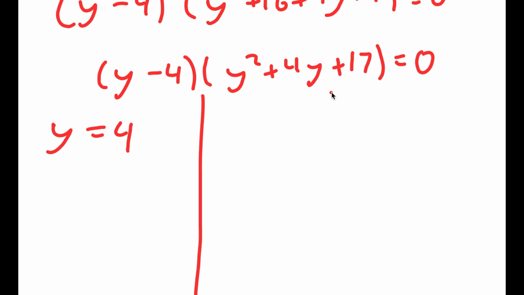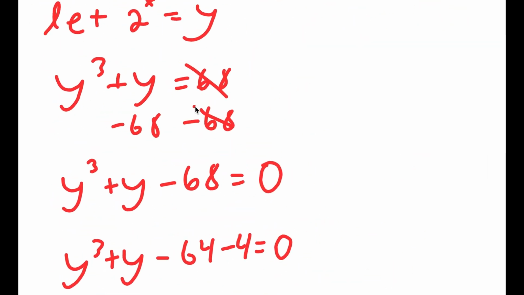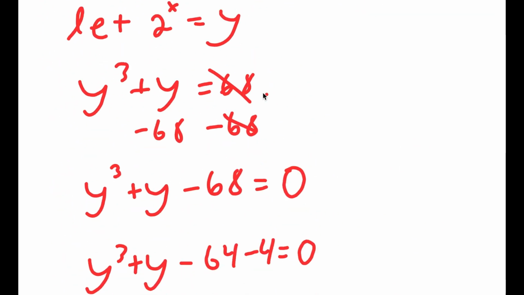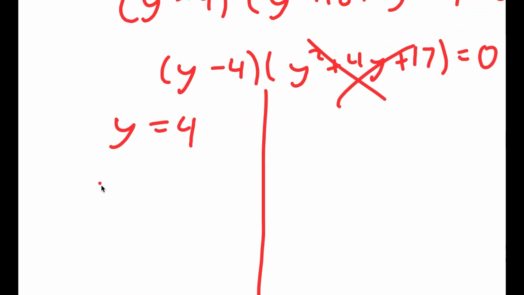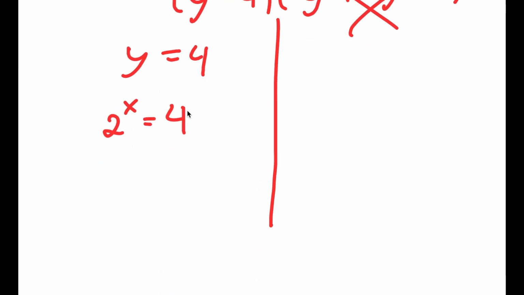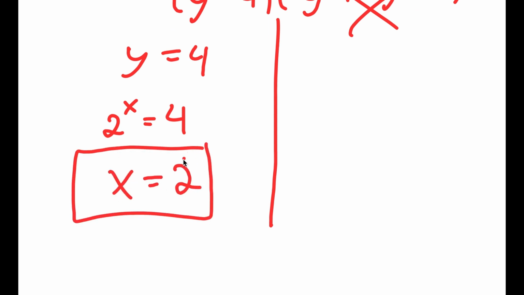And if you end up using the quadratic formula in solving this, you get the square root of a negative number, and you can't take the square root of a negative number, so this is wrong, and y equals 4 is my only solution. Now remember how we let 2 to the power of x equal y. So now we have 2 to the power of x is equal to 4, and 2 to the power of what equals 4? 2. So I get x is equal to 2, and this is my solution.